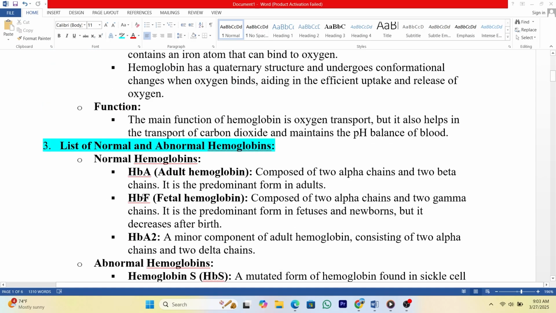oxygen. Function. The main function of hemoglobin is oxygen transport, but it also helps in the transport of carbon dioxide and maintains the pH balance of blood.